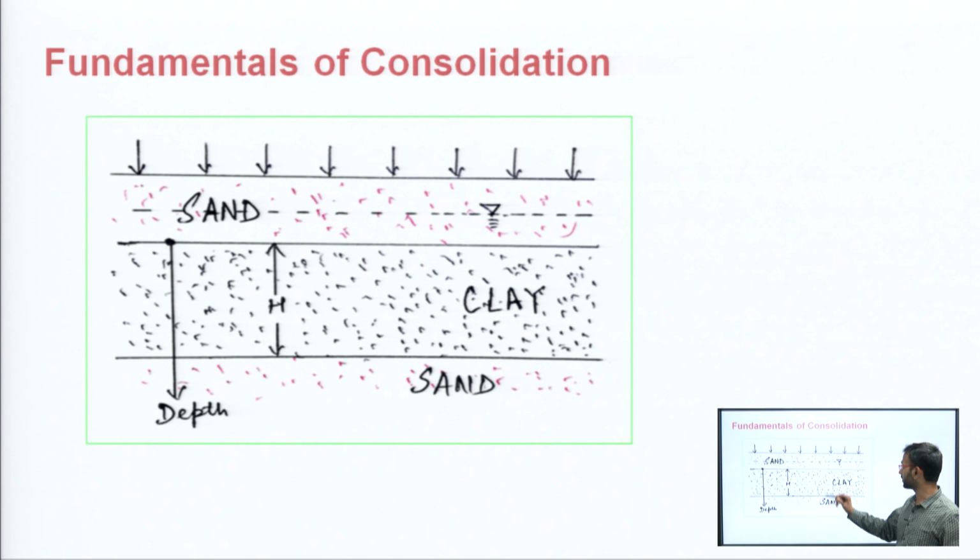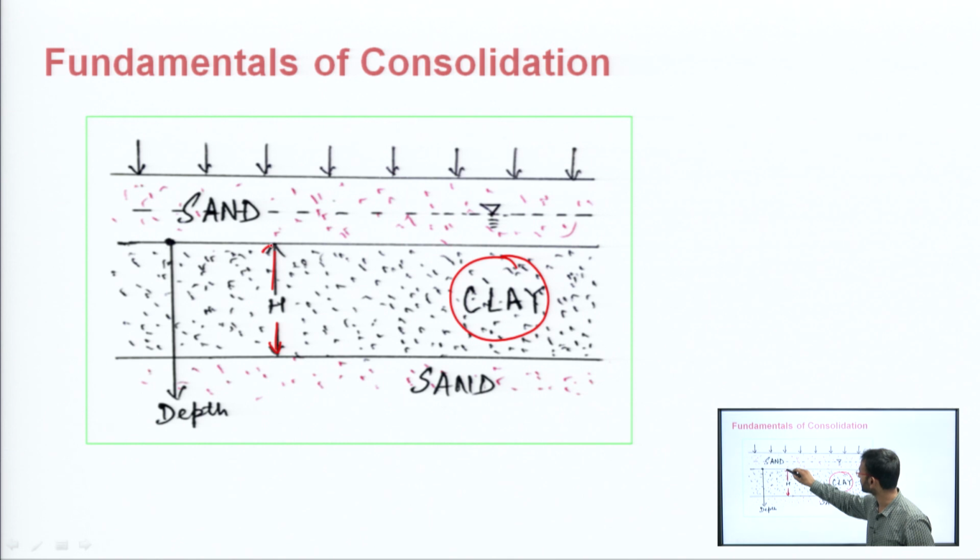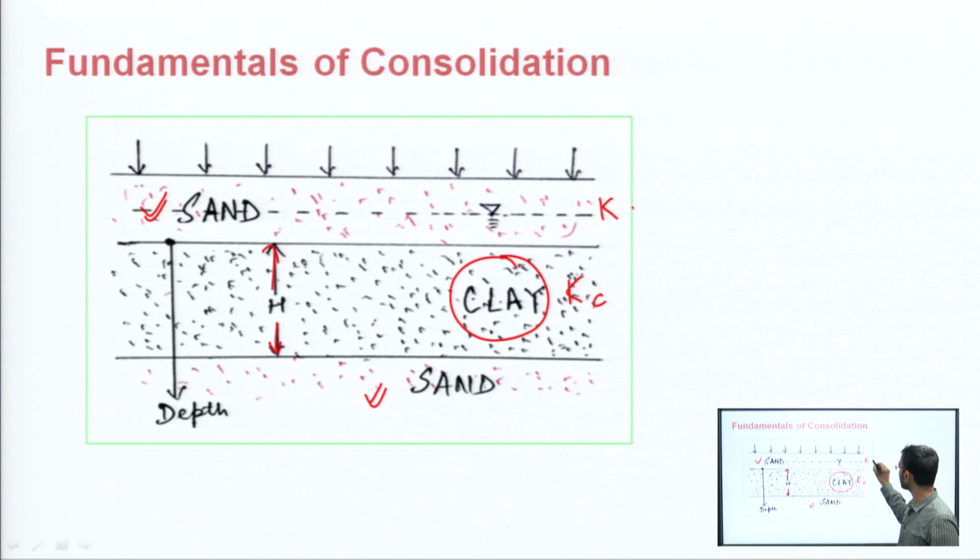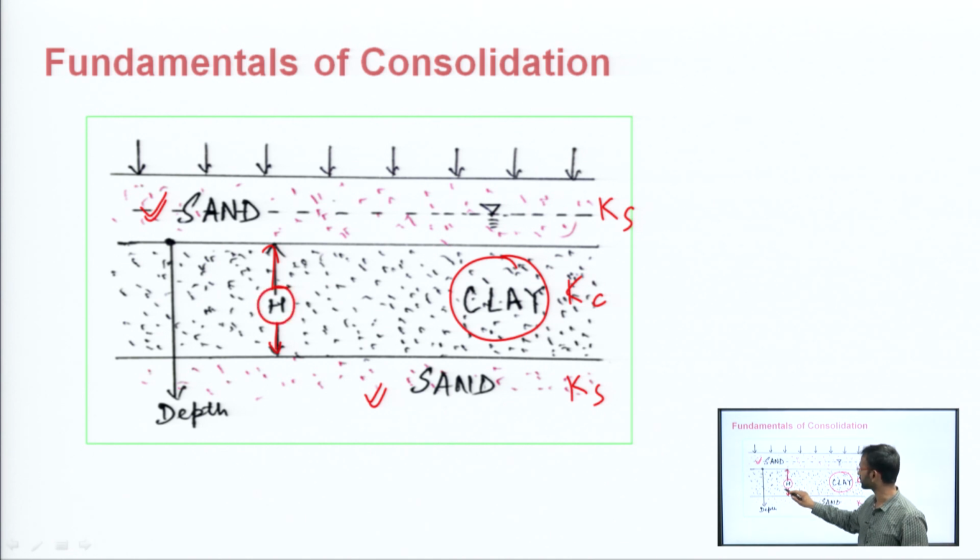So see here, let us consider a clay layer. You know this clay layer has very low permeability, K clay is very low. But the sand layer has much higher permeability, K sand, let us say. This clay layer of thickness h is sandwiched between the sand layers at the top and the bottom, and let us say some delta sigma stress is applied uniformly on the soil.